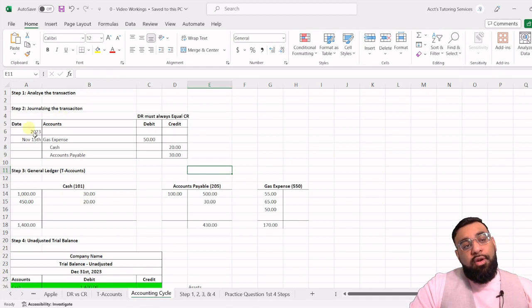All right, next, we're going to dive into the accounting cycle. So the accounting cycle is very important. Every company in the world does the accounting cycle every single year. So it's a 9-step process.